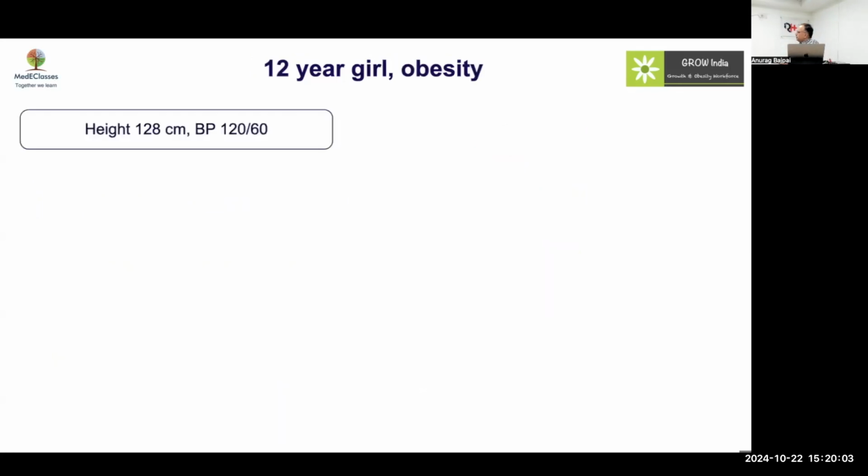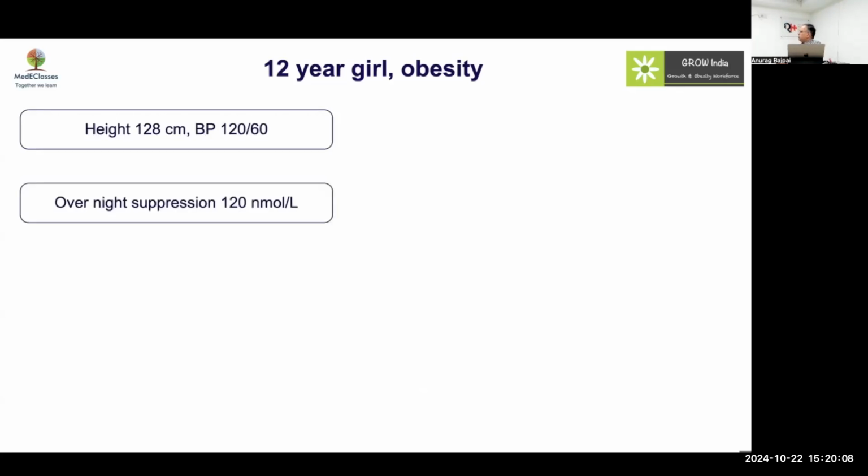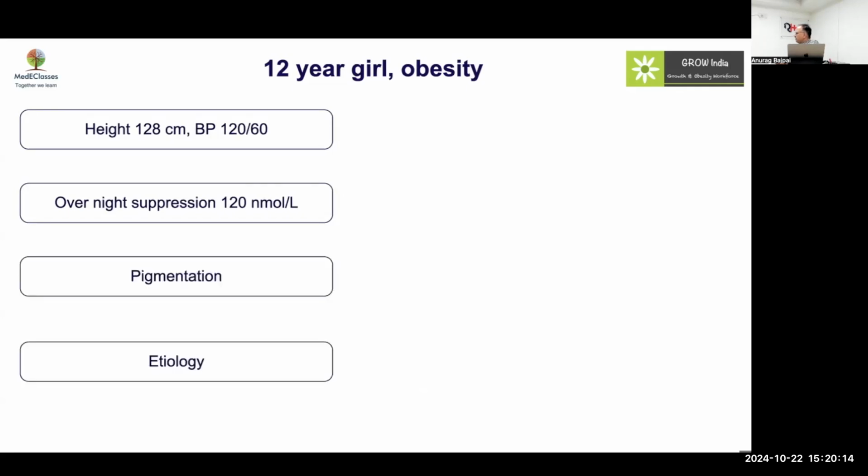A 12-year-old girl with obesity, she is on the shorter side, definitely. The blood pressure seems to be okay. The overnight suppression is not getting suppressed. It's 120. She has pigmentation. What do you think would be the possible cause? Exogenous. So this is a sort of scenario. You're dealing with obesity and short stature, so you'd think of Cushing syndrome. Then somebody did an ONDST, which basically means that you have a non-suppressed ONDST, which is suggestive of Cushing syndrome, and you have pigmentation. So it's very simple. It's asking you, what is the cause of Cushing syndrome?